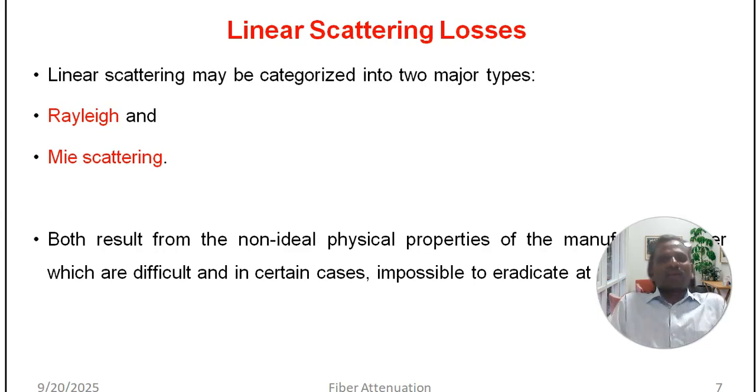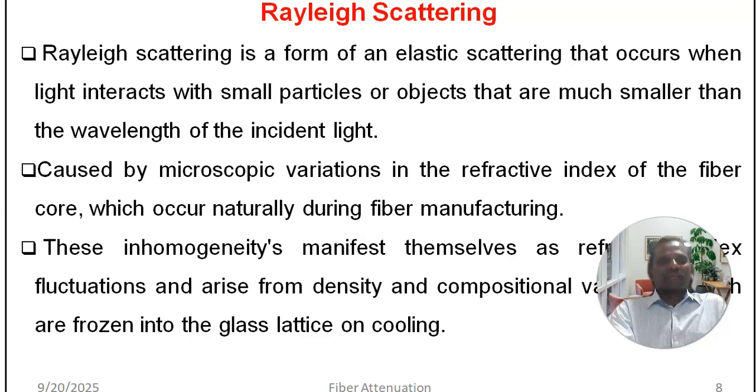Linear scattering losses are categorized into two, one is Rayleigh scattering and the other is Mie scattering. Both result from non-ideal physical properties of the manufactured fiber, which are difficult to avoid in certain cases, so it's impossible to eradicate them at present. They say that Rayleigh scattering will be compulsory in your fibers, and Mie scattering will be very little. We will deal with Rayleigh scattering.